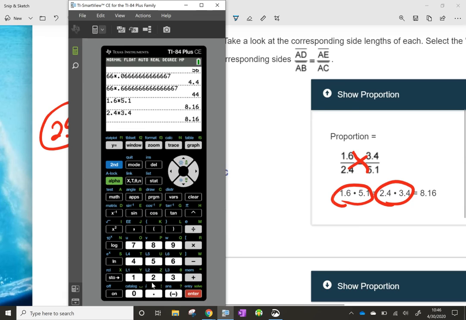So if you divided them like we normally did, we did 1.6 divided by 2.4, you don't get the same number. You're not going to get 8.16. But the point is you want to see if they match. You want to see if they're the same. So if we took the 3.4 divided by the 5.1, again, you'll see that we still get the same matching number. So it's proportional, if everything matches.